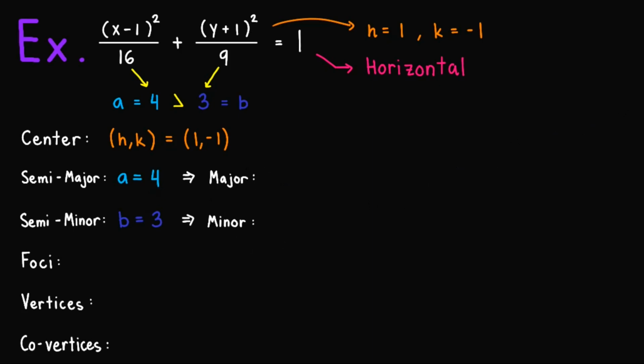For the major, we have 2 times a, which is just 2 times 4, or simply 8. And for the minor axis, we have 2 times b, which is just 2 times 3, or simply 6. So we now have the lengths of the semi-major, major, semi-minor, and minor axis. Okay, so good. Let's now move on to the foci, the vertices, and the co-vertices.